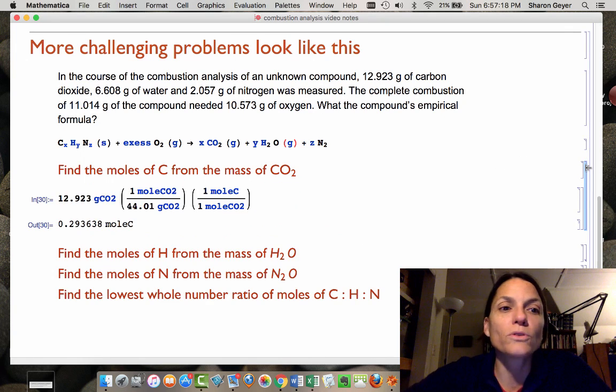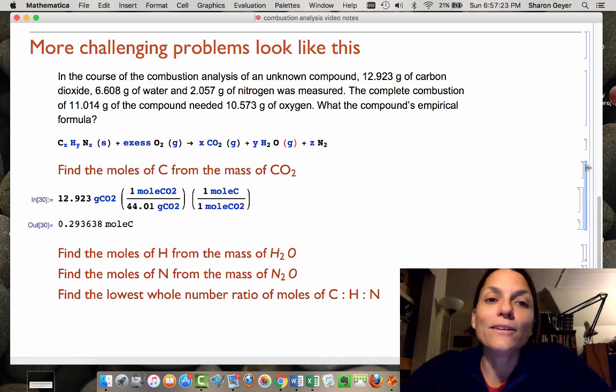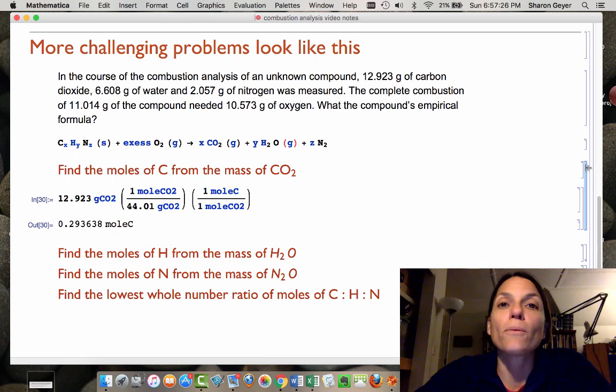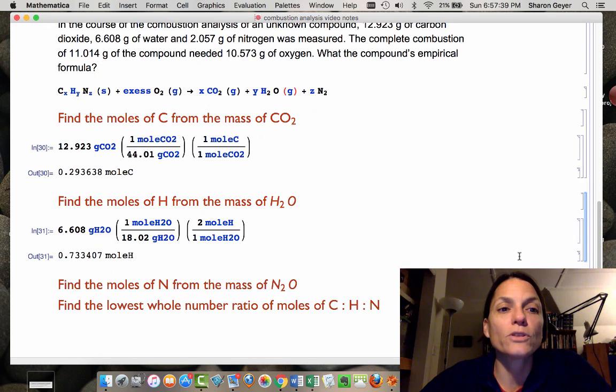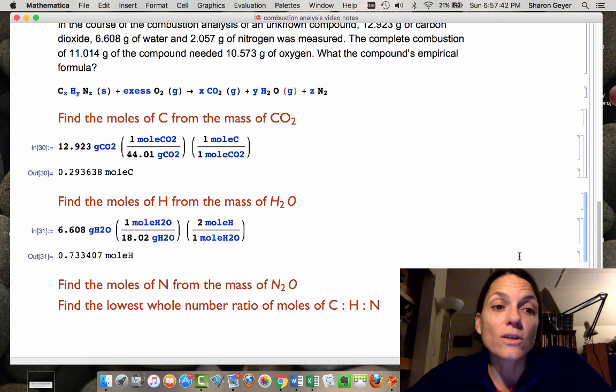We'll find the number of moles of carbon. We start with the mass of carbon and divide by the molar mass of carbon, and there's a 1-to-1 ratio between the moles of carbon atoms and the moles of CO2. So that's our first step. Next, we're going to figure out from the mass of water how many moles of hydrogen were in the compound. We started with 6.608 grams of water, divide by the molar mass of water, and it's a 2-to-1 ratio of hydrogen atoms to water molecules. So we have to multiply the number of moles of water by 2. So now we have moles of carbon.